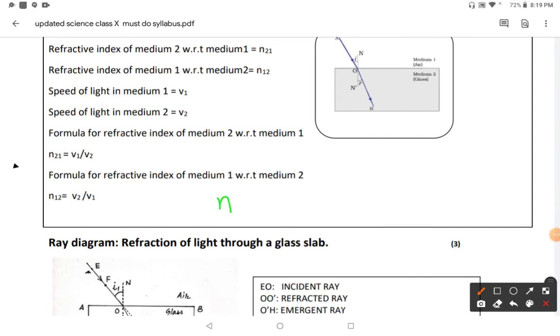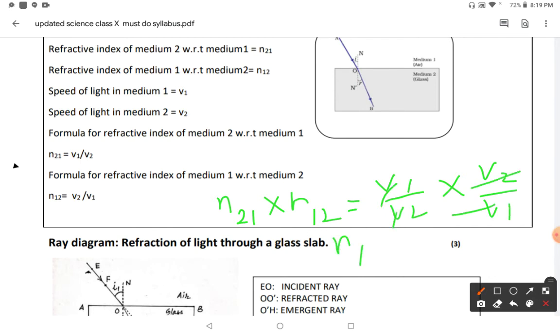And if we take the product of both refractive indices, of 1 with respect to 2 and 2 with respect to 1, this is V1 upon V2 and this is V2 upon V1, and they cancel out. It means N21 equal to 1 upon N12. They are reciprocal to each other.